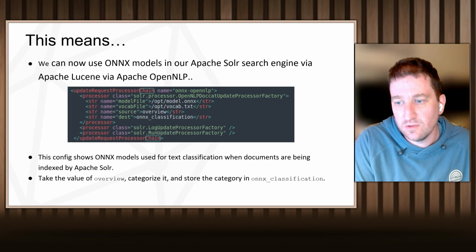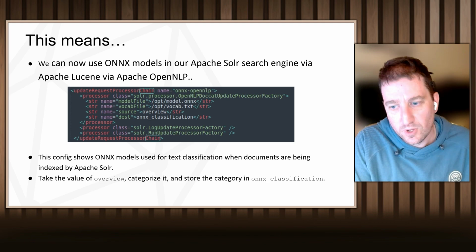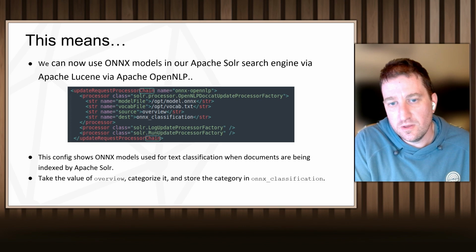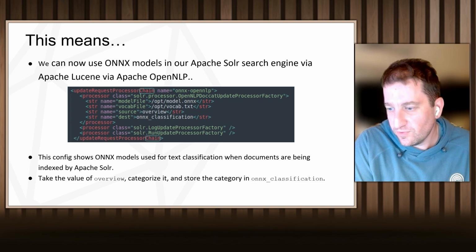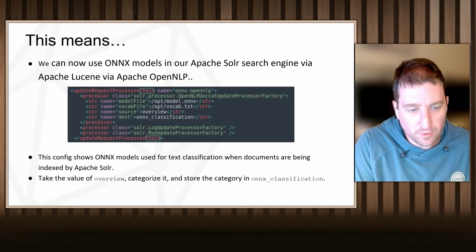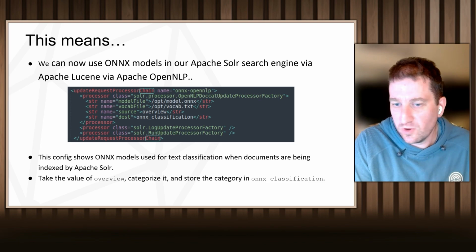This one does document classification. You can also do named entity recognition. So when you're indexing documents for search into Solr, if you want to pull out named entities and index those separately for whatever search use case you have, you can do that as well.